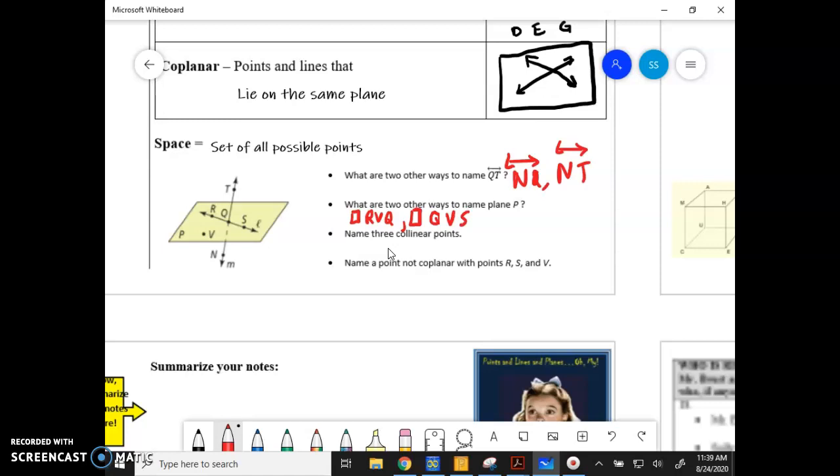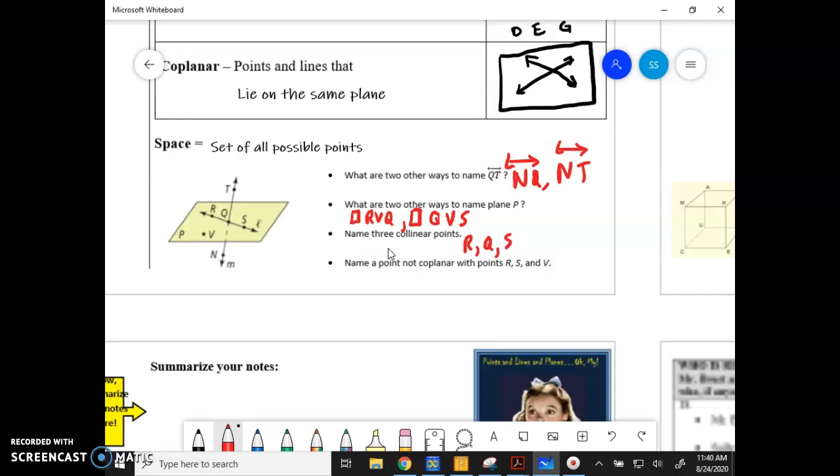Okay. And let's see, name 3 collinear points. Okay, well, we did just mention that NQT were collinear, but we could also say that on a different line, this line L, we could say that R, Q, and S are collinear. Okay, so let's do point R, Q, and S.